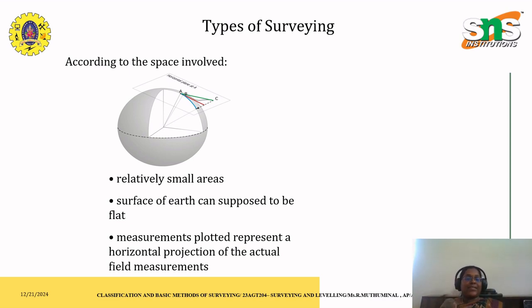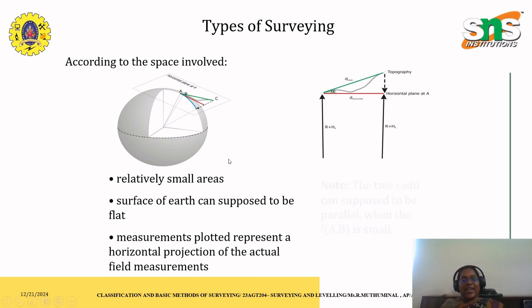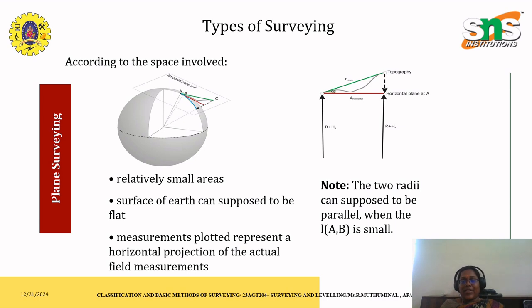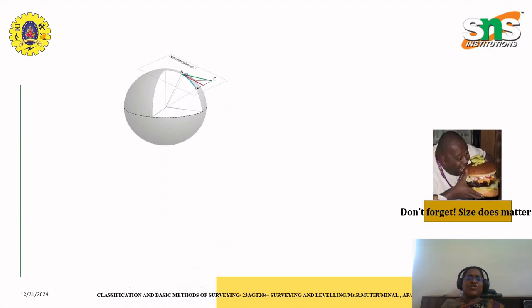That means that we are assuming that the surface of the earth is flat, and the measurements could be plotted to represent a horizontal projection of the actual field measurement as shown here. So this kind of survey will help us to identify two points which are supposed to be parallel, when the length between these two points is small. This is how this kind of surveying is taken care of, and it is named plane surveying. Plane surveying is nothing but a surveying where we are assuming the surface as flat and not circular. The second method is geodetic surveying.